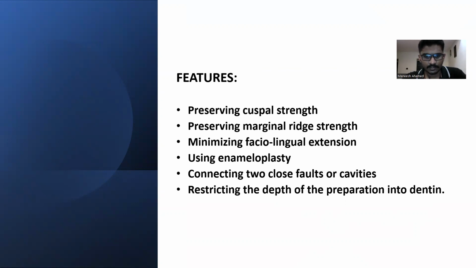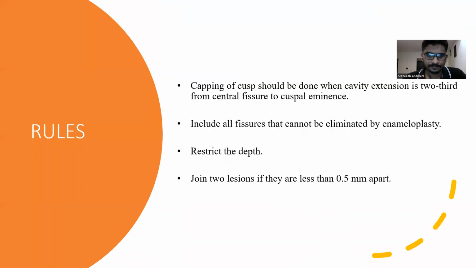We should not go too much into the dentine, so that the underlying pulp does not get irritated. So we should restrict it to the minimum, that is 0.2 to 0.5, 0.8 millimeter past the dentino-enamel junction. And there are certain rules in the initial cavity preparation, that is outline form and the initial depth. Capping of the cusp should be done when the cavity extension is 2/3 from the central fissure to the cuspal areas. If the caries extends more than 2/3 from the central fissure to the cuspal areas, that cusp should be capped. And the cavity preparation should include all fissures that cannot be eliminated by enameloplasty.